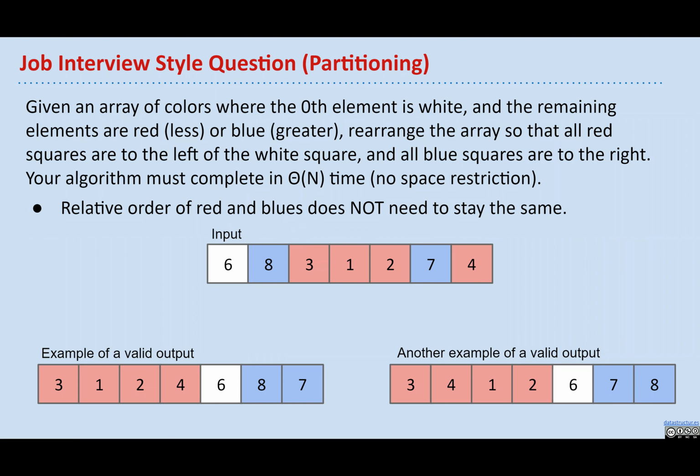Your algorithm has to finish in n time, and I have no constraints on the amount of space you use. And I don't care about the relative orders. These are both, for example, valid outputs. I'm going to give you about 2 minutes to think about this problem, then I'll take some suggestions. Maybe only 1 minute. And as you know, you can also think of it as numbers which are less than or greater than the leftmost item.